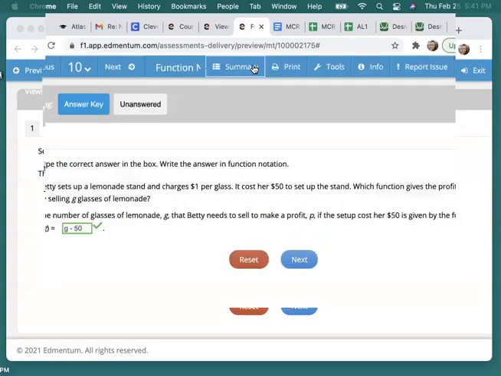So that covers function notation for liberal arts math A, unit 1.